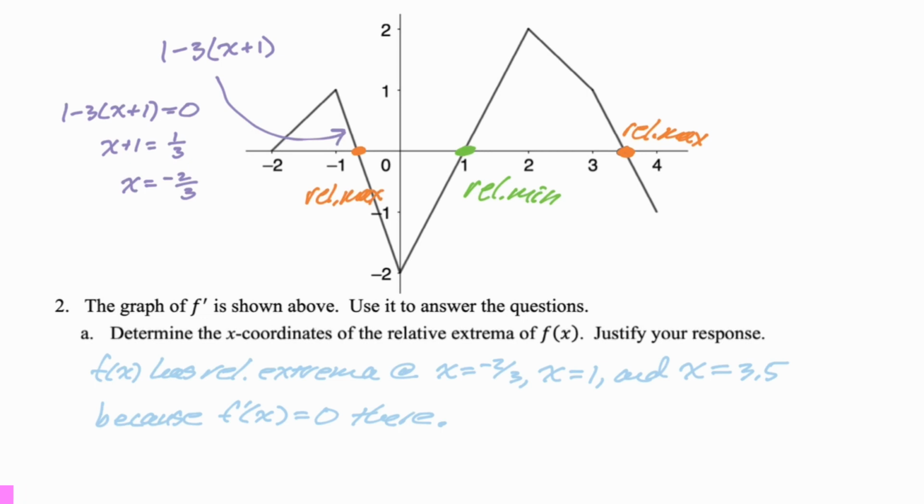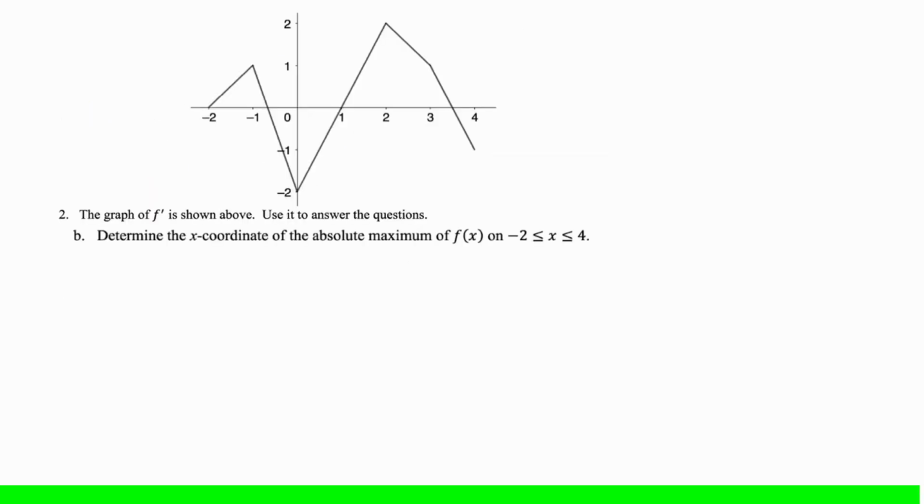Let's look at the next part here. Determine the x-coordinate of the absolute maximum of f of x on -2 to 4. This is interesting because we're just asked for the x-coordinate, not the value of the function. And we don't know what to start with, right? Do we know that f of -2 is 0? Is it 10? We have no idea. So we're just going to use displacements as we go through. So let's import some values. We knew that that was -2/3.